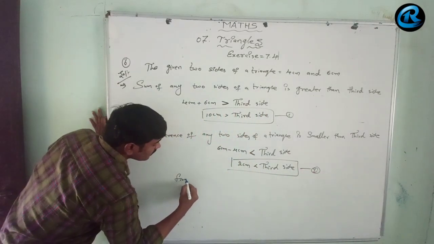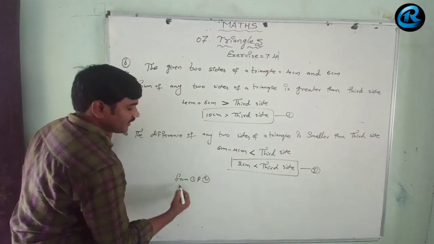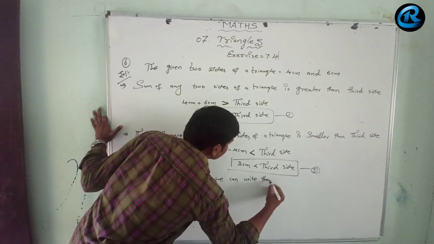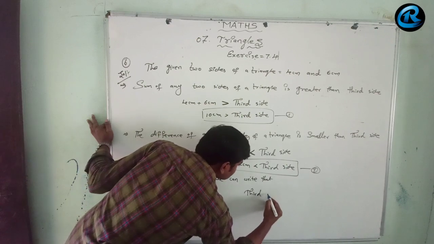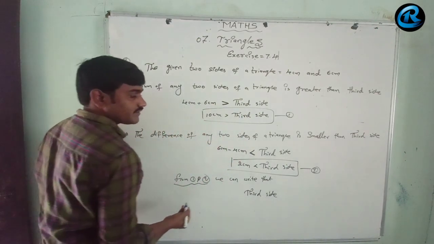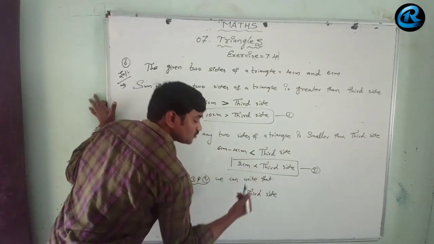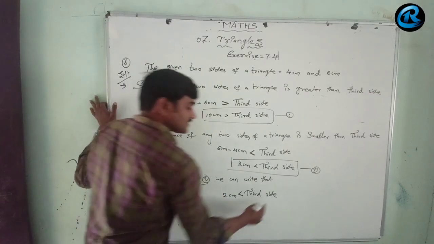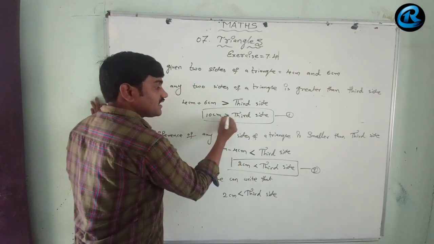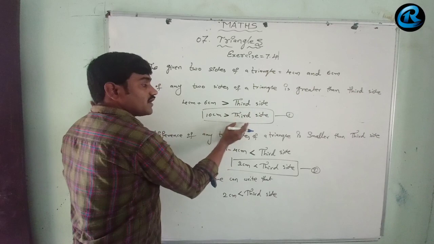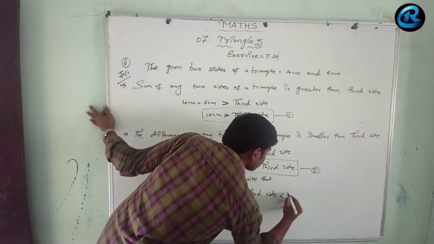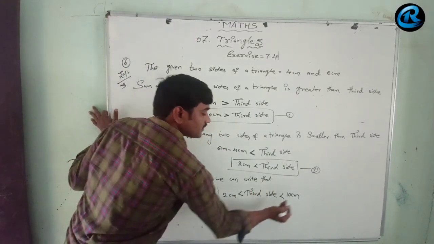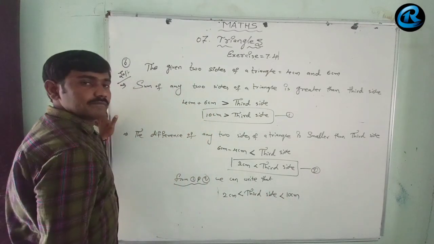From equation number 1 and 2, what can we write? We can write the range of the third side. The third side is greater than 2 centimeters. And this third side is smaller than 10 centimeters. That means it's less than 10 centimeters. See, this is the reference unit. The third side is greater than 2 centimeters. The third side is less than 10 centimeters.